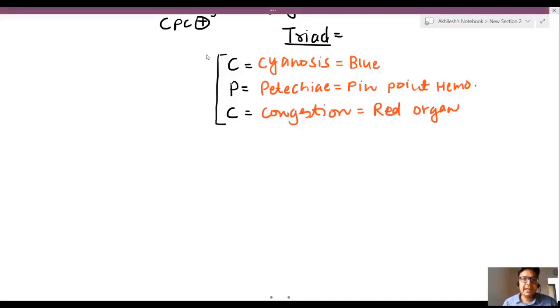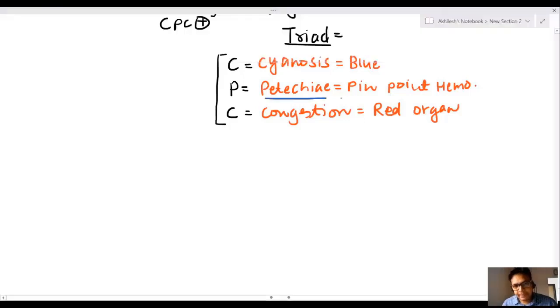Now, sir, petechiae. Petechiae are pinpoint hemorrhages. One type of petechiae is known as tardieu spot.